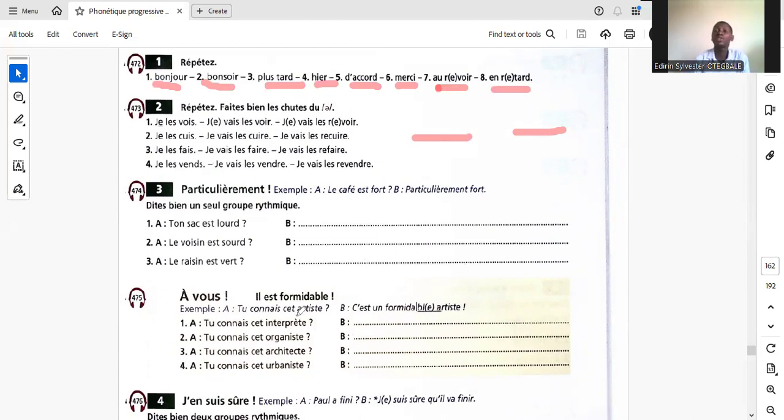Now, if you observe so closely, what we call la chute du E caduc in French is also applied there, but the emphasis is on the R. You see in bonjour, bonsoir, plus tard, hier, accord, merci, au revoir, en retard. So the R is pronounced as a vibration at the vocal cord there, definitely, and at the lowest level. Let's have the next recording and let's see how far we do with it. So the next one, number two, let's take number two now.